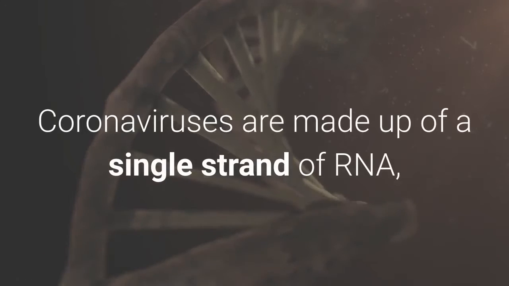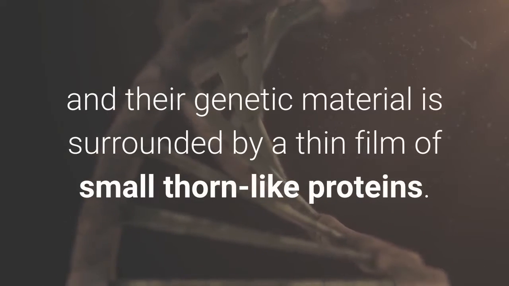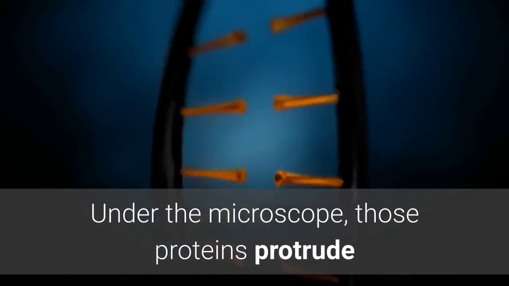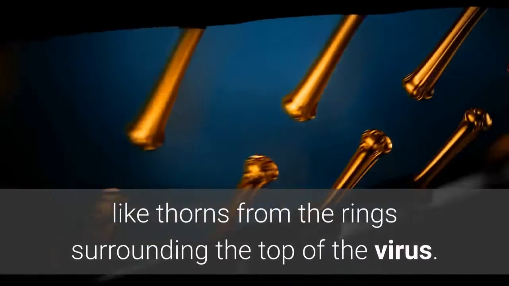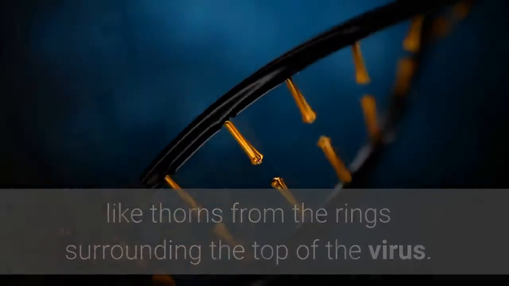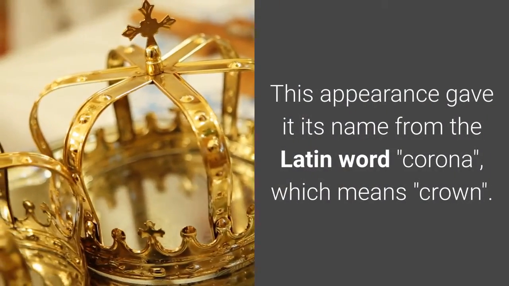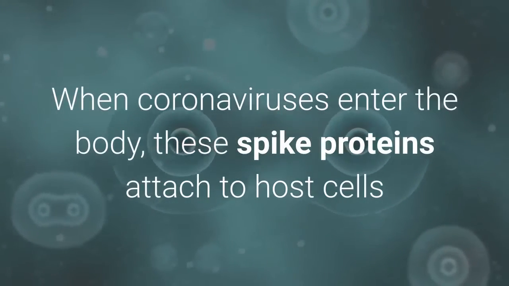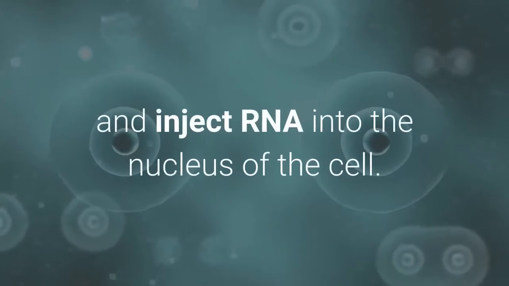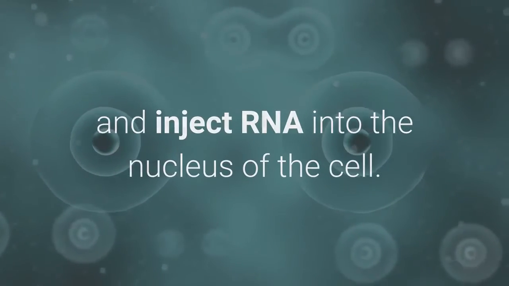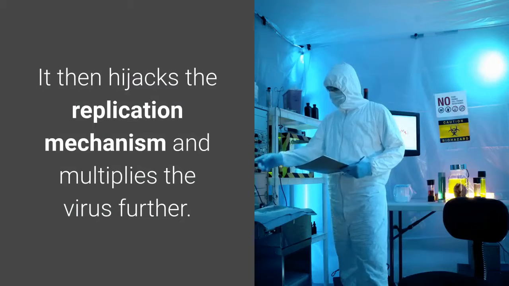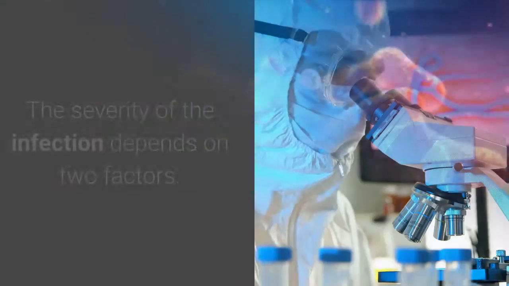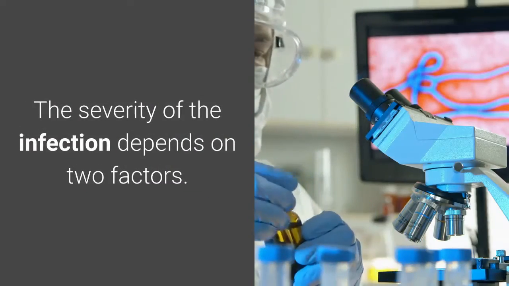Coronaviruses are made up of a single strand of RNA, and their genetic material is surrounded by a thin film of small thorn-like proteins. Under the microscope, those proteins protrude like thorns from the rings surrounding the top of the virus. This appearance gave it its name from the Latin word corona, which means crown. When coronaviruses enter the body, these spike proteins attach to host cells and inject RNA into the nucleus of the cell. It then hijacks the replication mechanism and multiplies the virus further. Thus, an infection occurs.